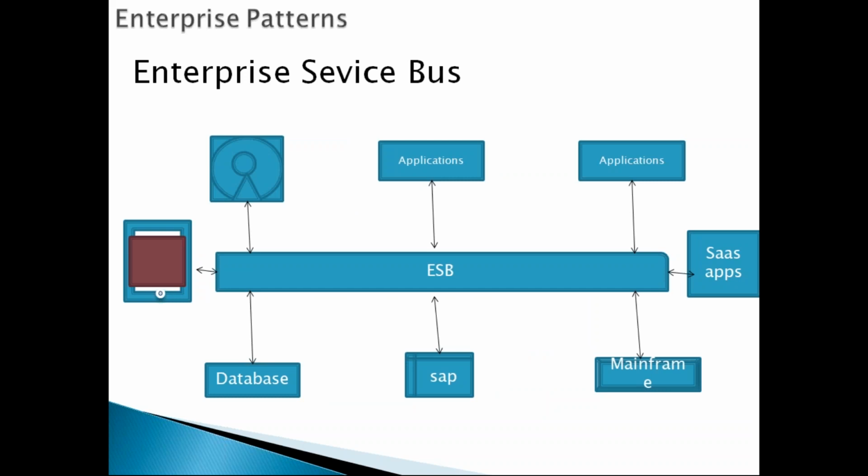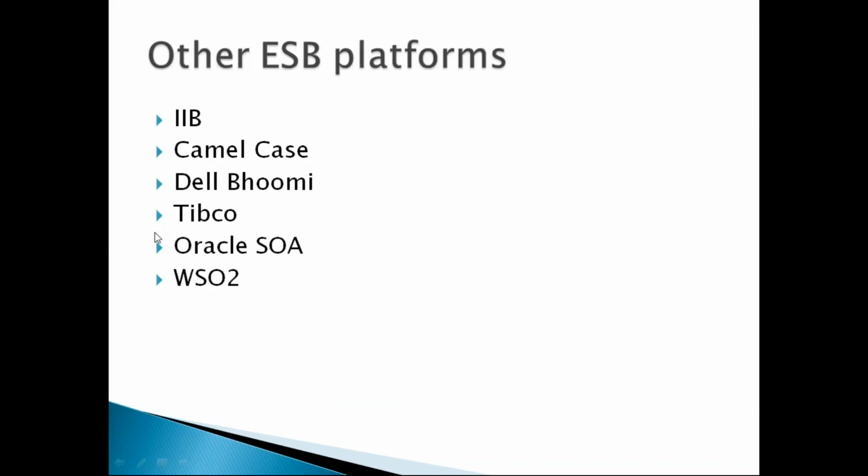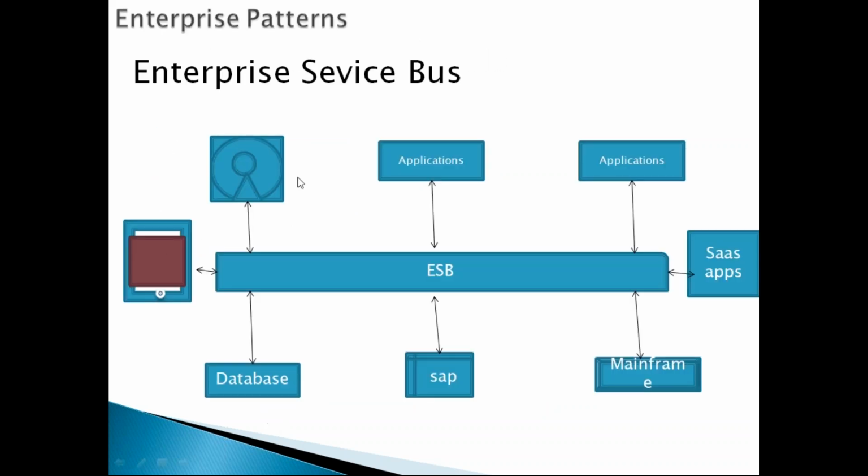As you can see here, there are all the applications: iOS applications, database, web applications, SaaS applications, SAP applications. Let me take a real-time scenario. Here, ESB is acting as a middle layer. No application is connecting directly. All the applications are connecting to the ESB, and the ESB sends the request to the targeted application, gets the response from it, and sends the data to the requesting application.